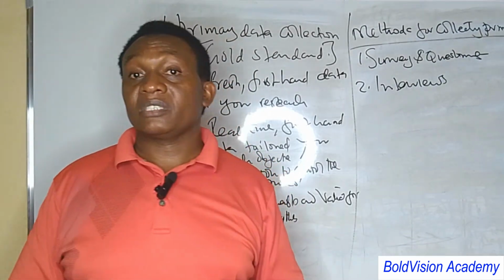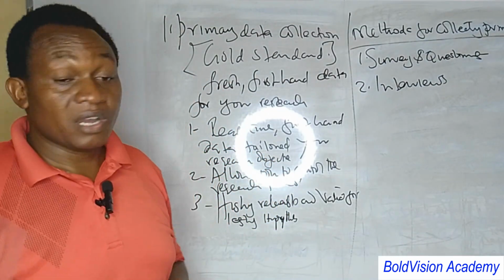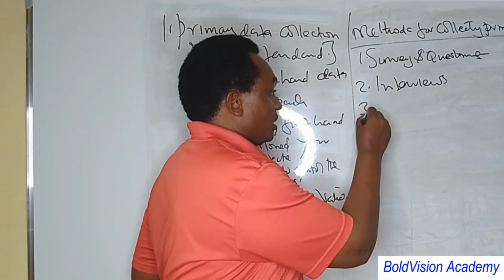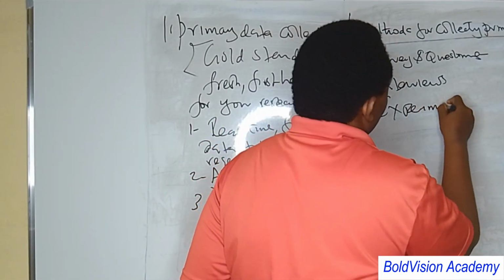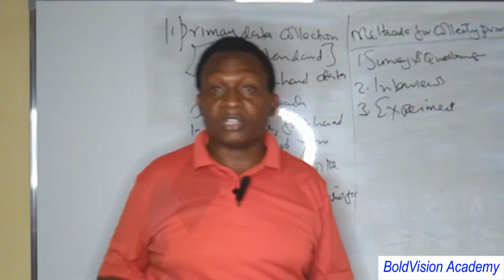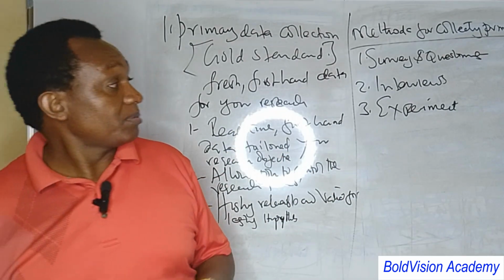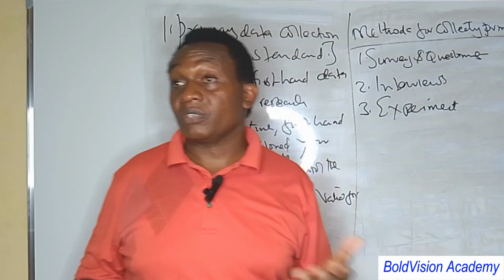So sometimes it is prone to interview biasness. That takes us to number 3, that is experiment. So we have experiment, another method that you can use to collect the primary data. And this is best for scientific and behavioral studies.